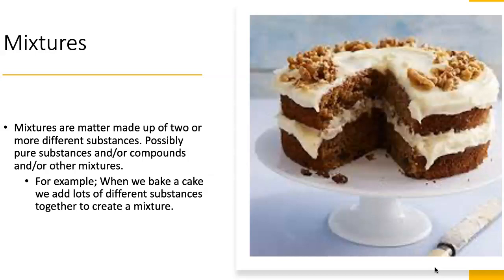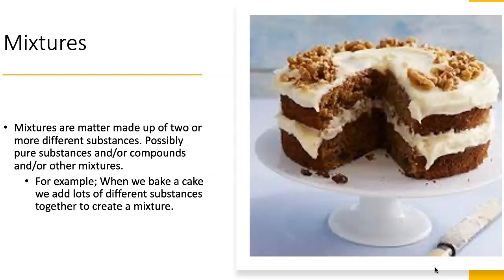This cake we describe as a mixture. We're taking a whole lot of stuff. Some of them are compounds, some are pure substances, and we've just plonked them all together and made a yummy cake. But it's a mixture of stuff.